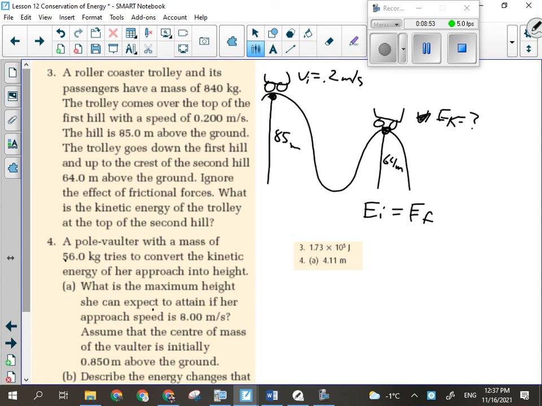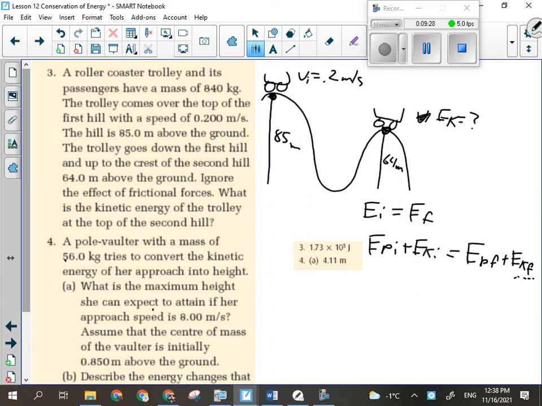At that first point, do we have potential energy? Do we have kinetic energy? We have both, right? It's moving and it's above the ground. So in that first case, I've got initial potential plus initial kinetic, and at the end here, I also have both. I'm lower, so I'm obviously going faster and have kinetic energy, and still 64 meters above the ground. They only want me to calculate EK final. So how do I get that by itself right now?